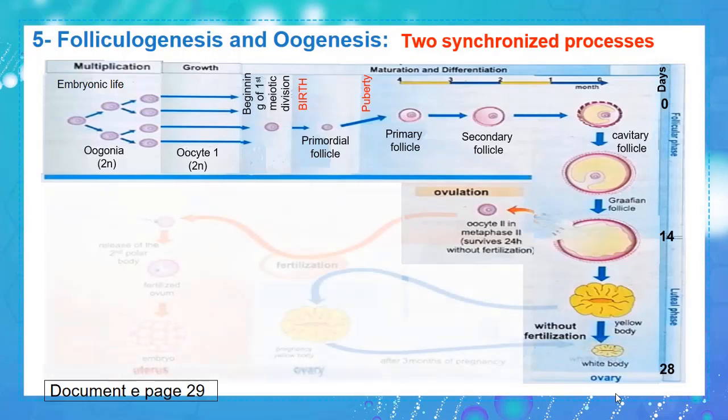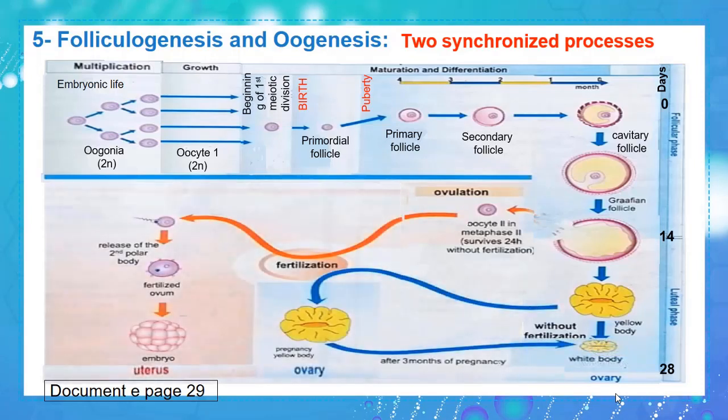But if the oocyte 2 in the fallopian tube gets fertilized by a sperm, it resumes its second meiotic division and releases the second polar body, forming a fertilized ovum that develops into an embryo. On the other hand, the yellow body persists in the ovary for 3 consecutive months during pregnancy, then transforms into a white body and degenerates.